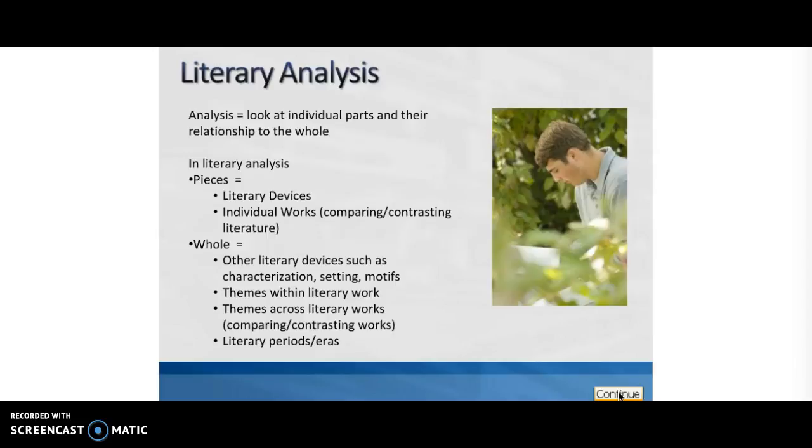There are other wholes as well, particularly if you are looking at individual texts as your pieces. I might want to consider how Flannery O'Connor's short stories fit into the genre of Southern Gothic, or show how Jane Austen's novels fit within the Romantic era. Thinking of literary analysis with this definition, one of your first goals as you approach a topic is deciding what are the pieces and what is the whole that you will be looking at.